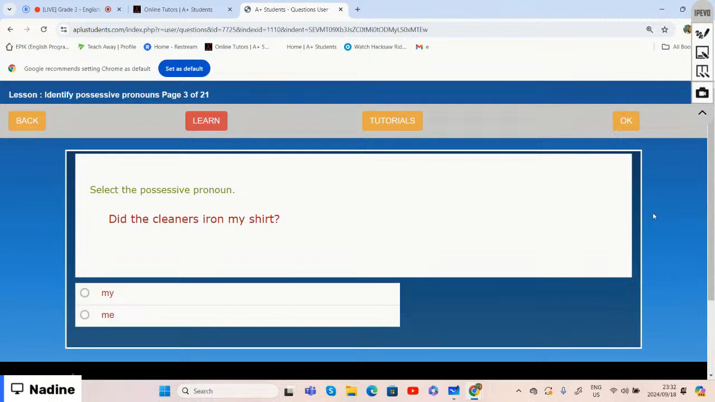Did the cleaners iron my shirt? We need to select the possessive pronoun. Is it my or is it me? My or me?